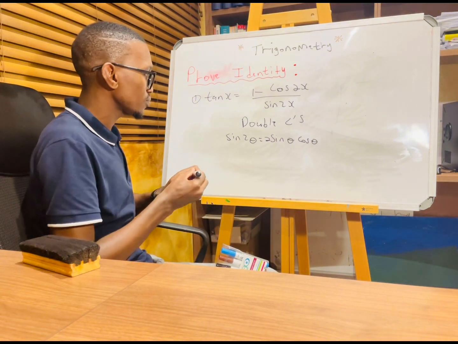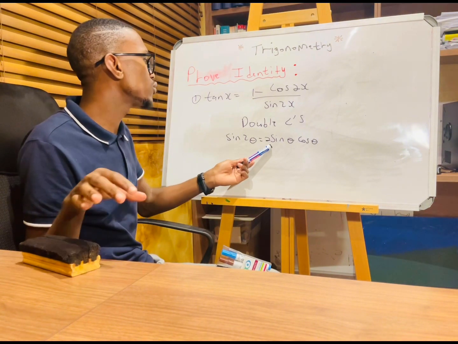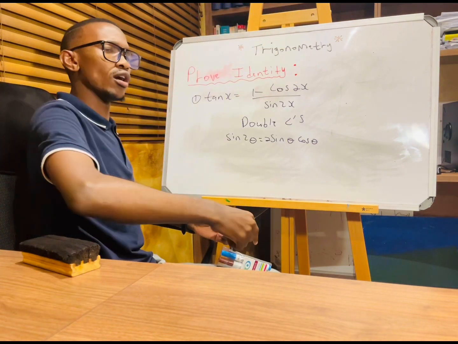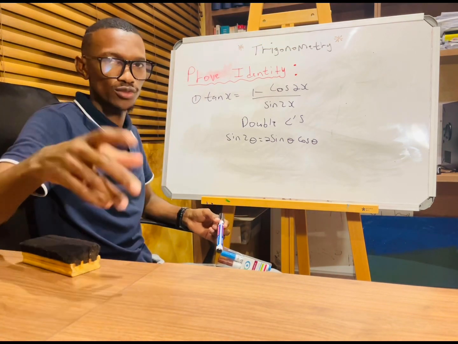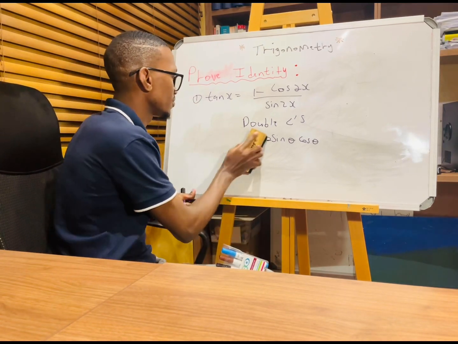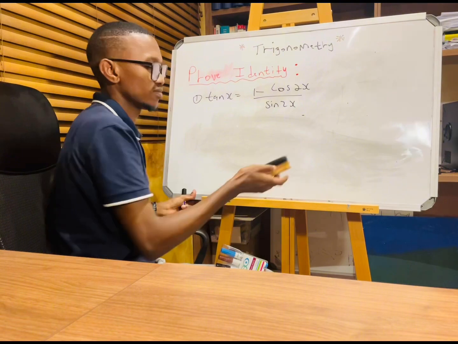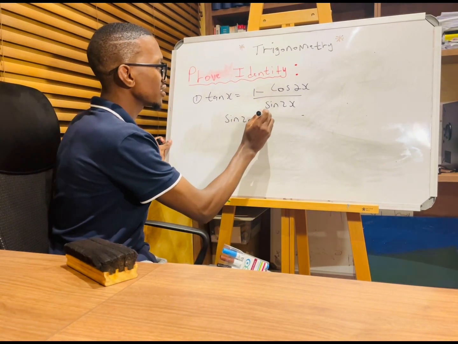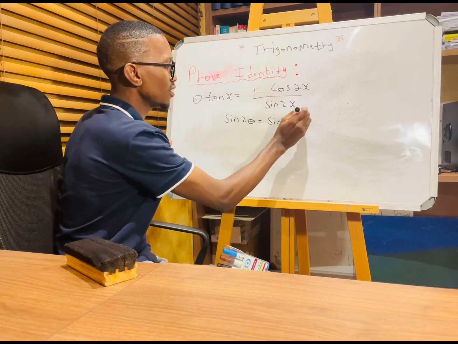Now, someone might be like, prove to me. How is it possible that it's going to be 2 sine theta cos theta? Where is it coming from? Let me show you. Let's decompose. You have sine 2 theta. This is the same as sine of theta plus theta.